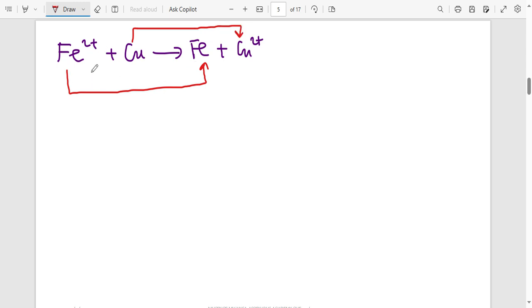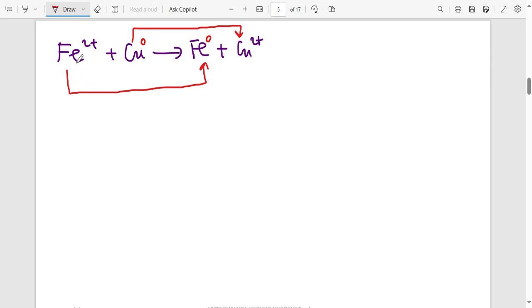Okay. Now iron 2 plus to iron. The iron here does not have any charge, meaning that its oxidation number is going to be 0. The copper on the other side doesn't have any charge, meaning that its oxidation number is 0.